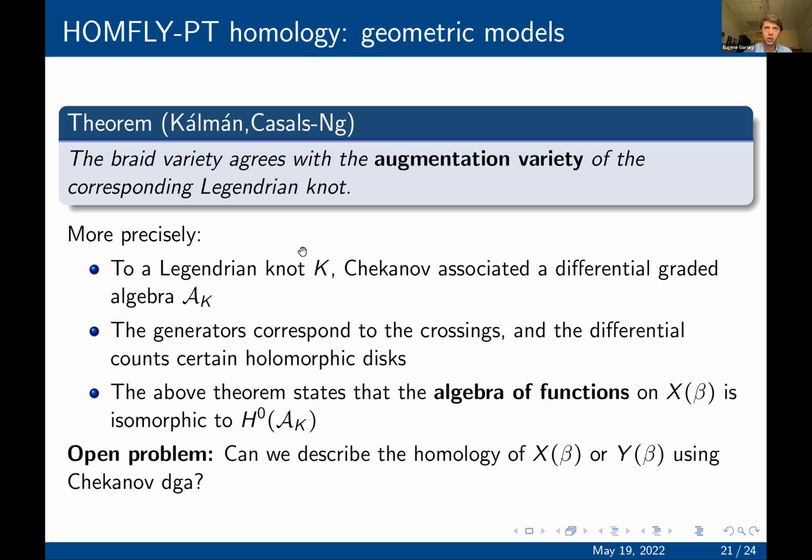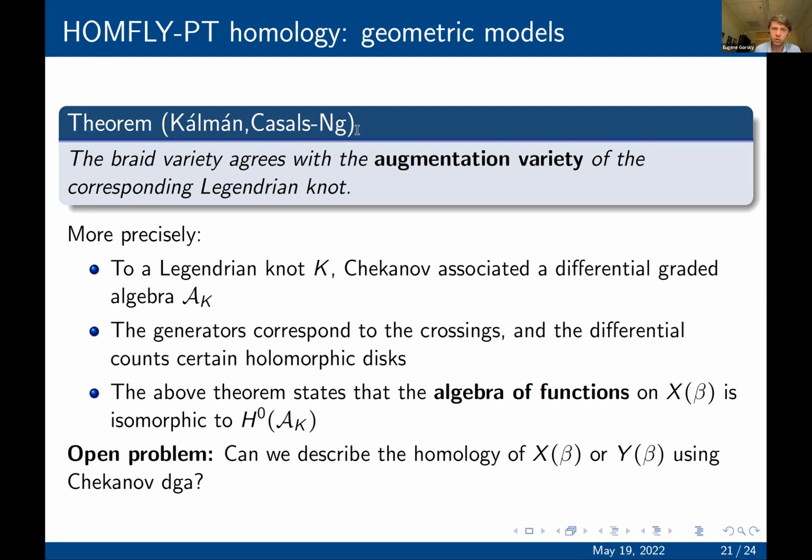So basically, you take all polynomials in Z's, modulo the image of the differential, and the image of the differential matches these equations that I was writing before. And so the algebra of functions on the braid variety agrees with the H0 of this augmentation variety of this knot. For Z2 coefficients for this DG algebra, it was observed by Tamas Kalman a while ago, and then it was upgraded to Z coefficients and characteristic 0 coefficients by recent work of Casals and Ng.